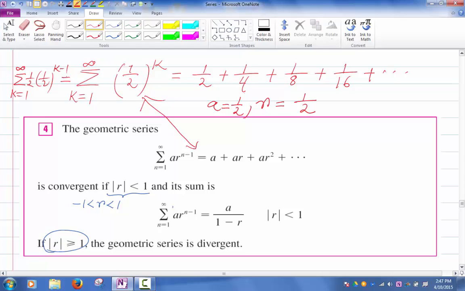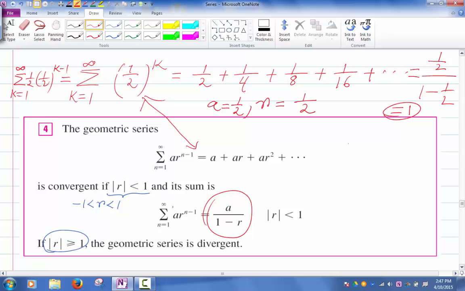Even if you don't know that, it's better to just write it out. Whatever the first term is, that's a. And the common ratio is half. Then you apply your formula for the sum. So this is equal to a, which is half, divided by 1 minus r, which is 1 minus half. And what am I getting? 1. Remember, this is what I got before too. Is everybody okay with that?